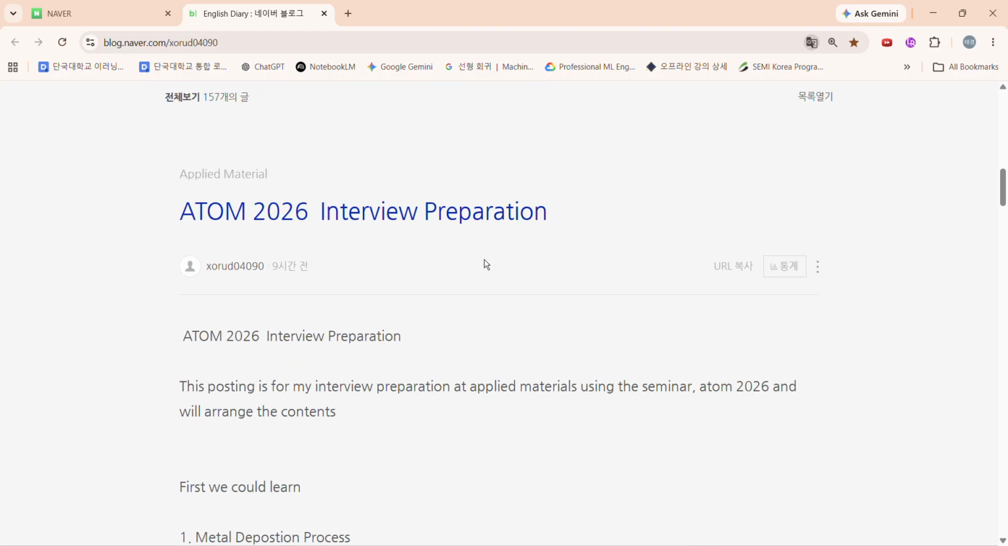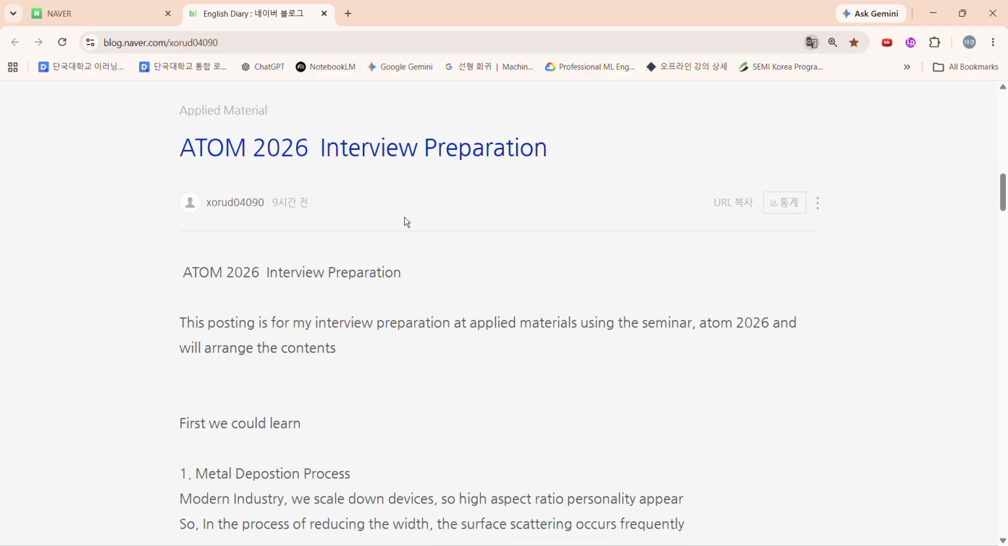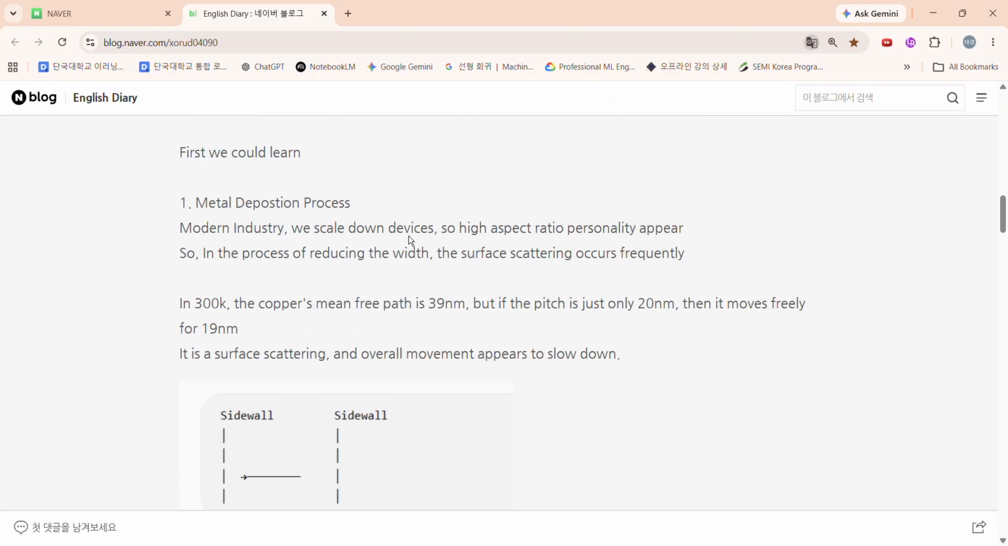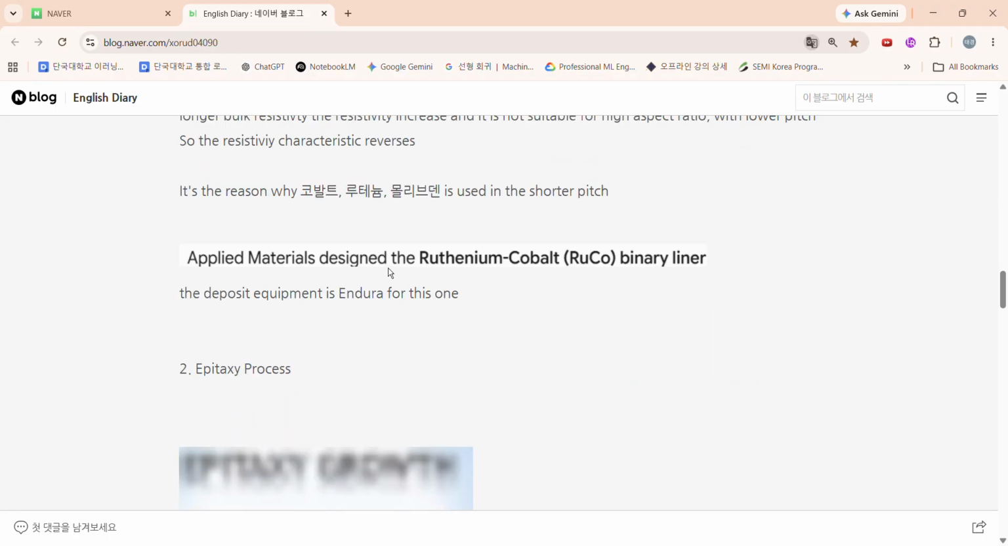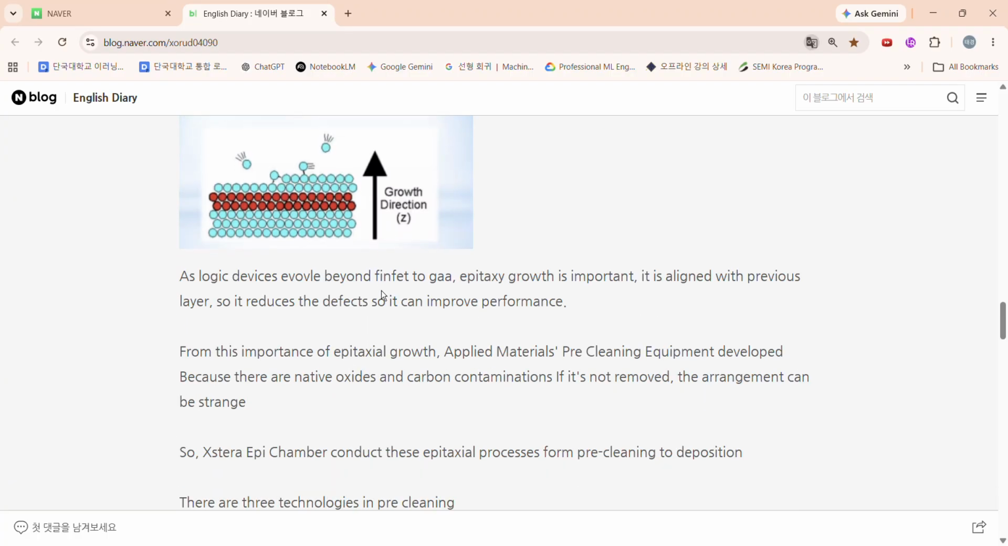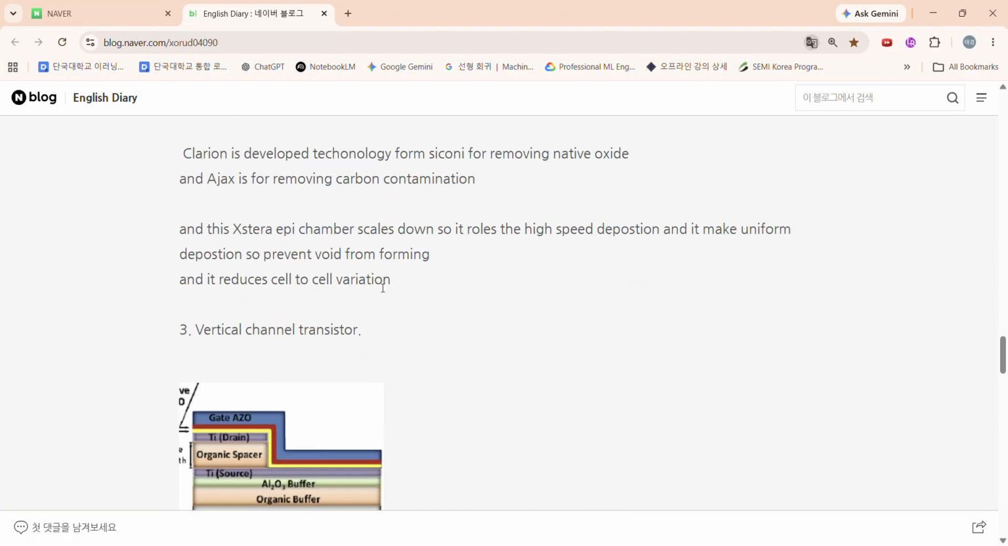Hello, today I'll continue the Rust presentation. I introduced the metal deposition process last time, and this time I'll introduce the epitaxy process and the vertical channel transistor.